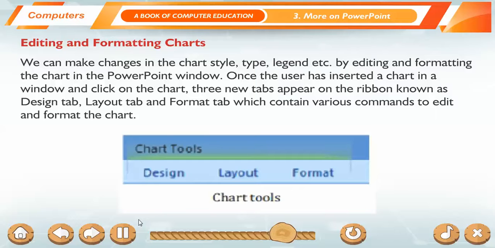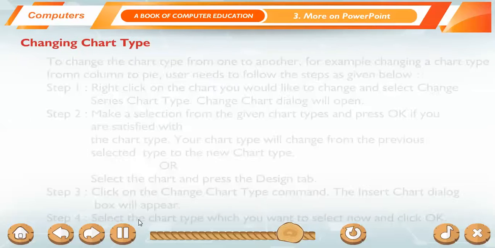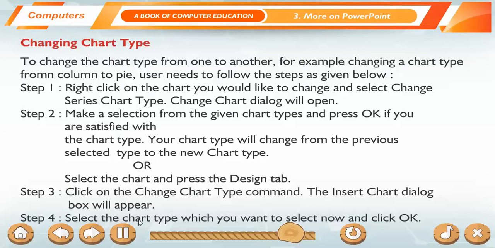Editing and formatting charts. We can make changes in the chart style, type, legend, etc. by editing and formatting the chart in the PowerPoint window. Once the user has inserted a chart in a window and clicks on the chart, 3 new tabs appear on the ribbon known as Design tab, Layout tab and Format tab, which contain various commands to edit and format the chart. Changing chart type. To change the chart type from one to another, for example, changing a chart type from column to pie, the user needs to follow the steps as given below.